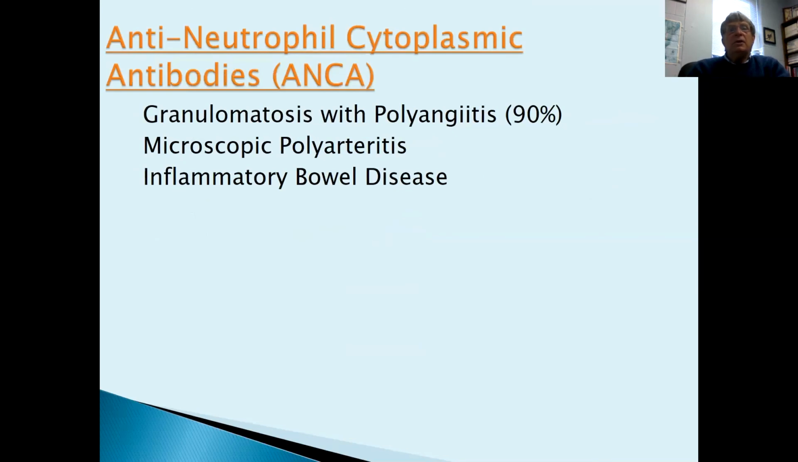Lastly, we'll just mention that recently we've seen a lot more younger patients with ANCA-associated vasculitis. The way to measure that is to look for anti-neutrophil cytoplasmic antibodies. These are present in about 90% of patients with granulomatosis with polyangiitis, the old Wegener's granulomatosis. Also, microscopic polyangiitis and inflammatory bowel disease may have these antibodies.